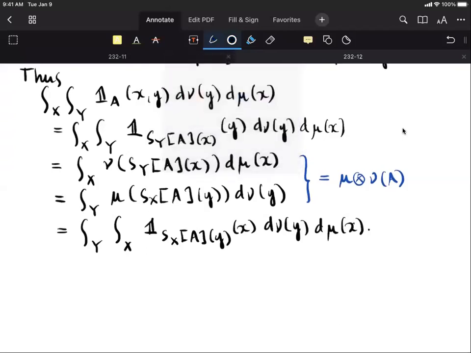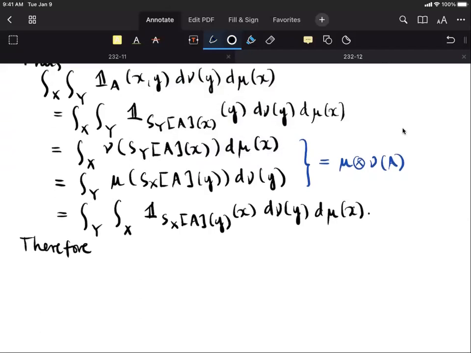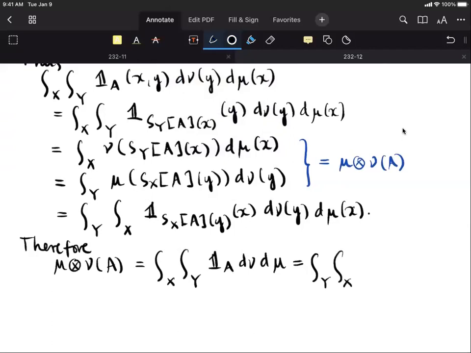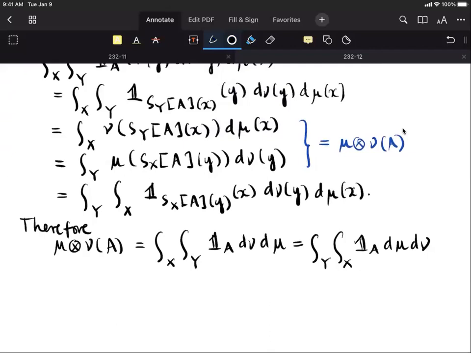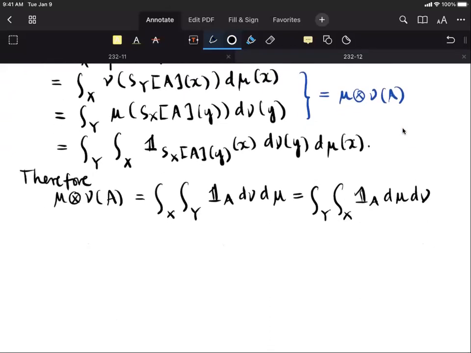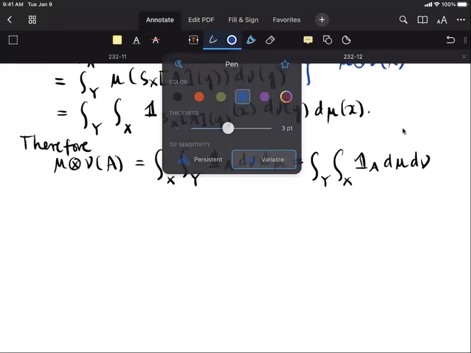So to summarize, and then ignoring the variables of integration, we can alternatively define mu cross nu of A to be the integral over x, the integral over y of the characteristic function. From here, you can interchange the order of integration. And based on this discussion, we have the following theorem.